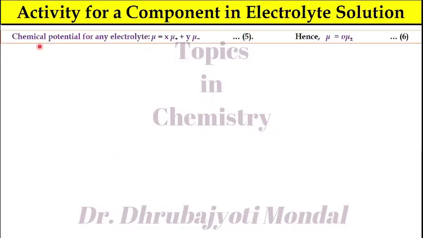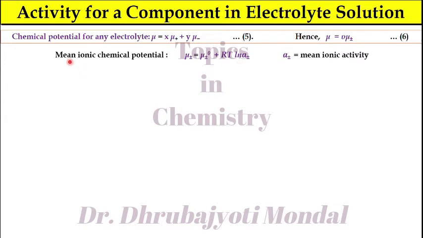Now chemical potential for any electrolyte mu is equal to x into mu+ plus y into mu-. This is equation number 5. Hence you can write mu is equal to nu into mu±.